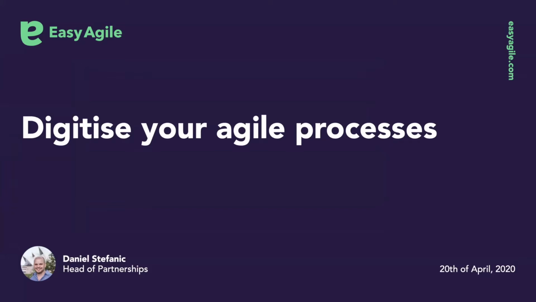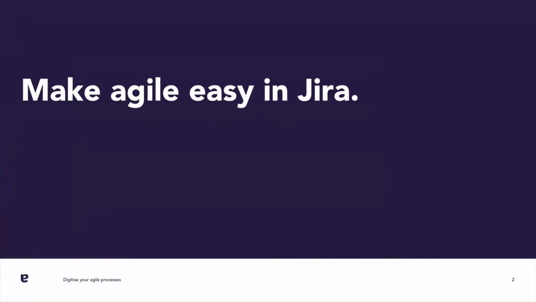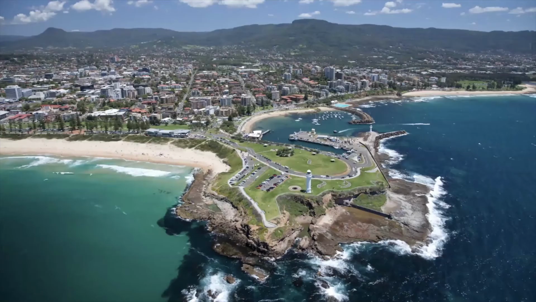Now, EasyAgile's charter is to make Agile easy in Jira. We're an Australian company based in Wollongong, 70 kilometres south of Sydney. We're close to the Atlassian HQ, and we stay very connected with the Atlassian headquarters there in Sydney. We were started by two former Atlassian alumni.